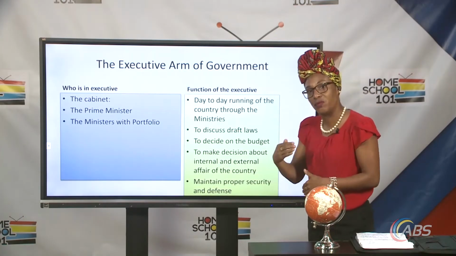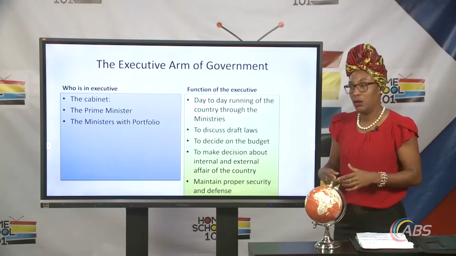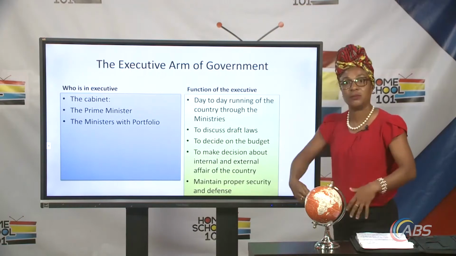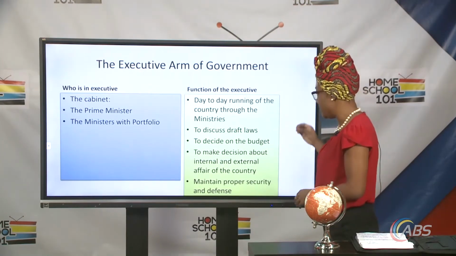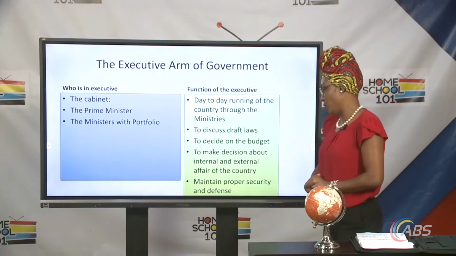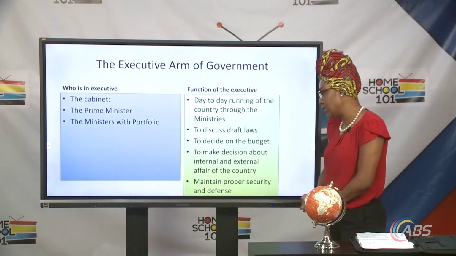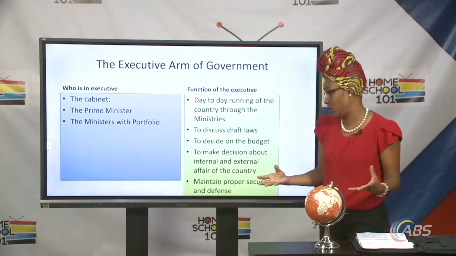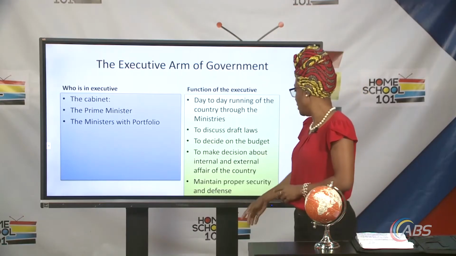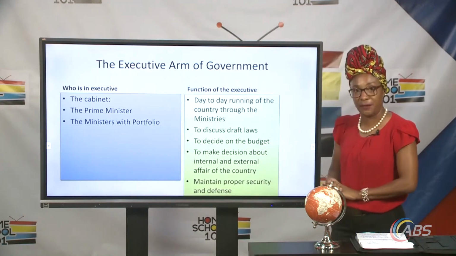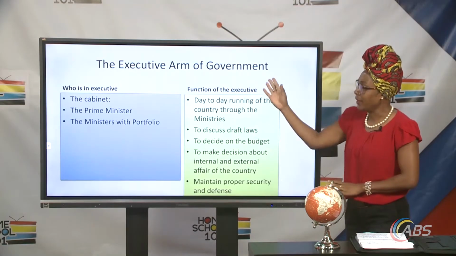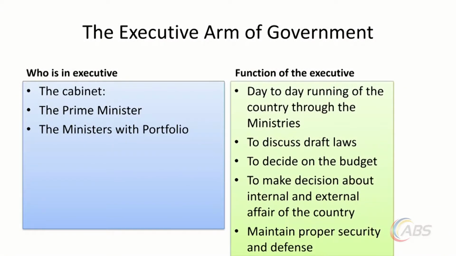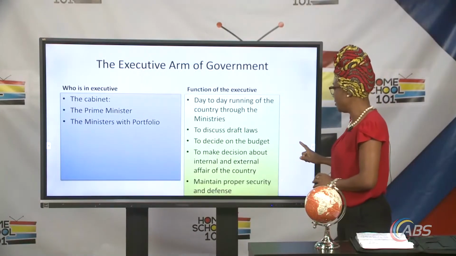How do we manage this COVID virus amongst our citizens? Do we let everybody go out not wearing masks? What decision do we make internally in order to keep our citizens safe? So they have to make these types of decisions for the welfare of our citizens. Also, they have to maintain security and defense. And of course, when we speak about security, think about the police officers and the defense force officers as well. They are the ones in charge of keeping our country safe. Okay? Again, the executive branch: the cabinet, the Prime Minister and his ministers with their different portfolios. Okay, let's move on, students.